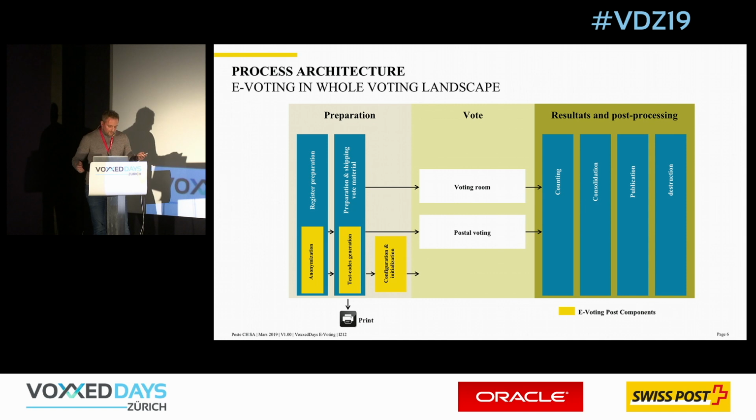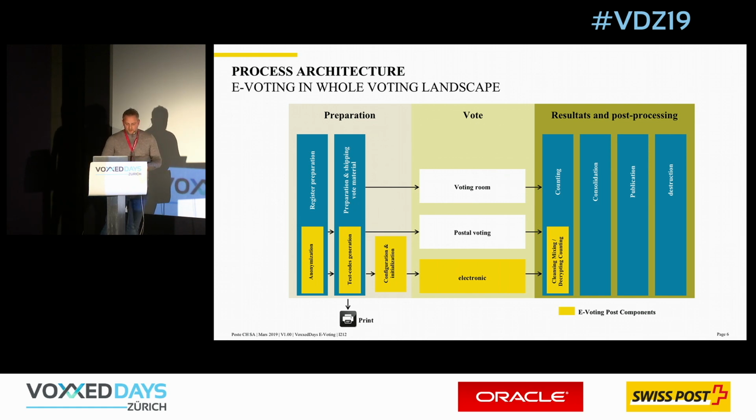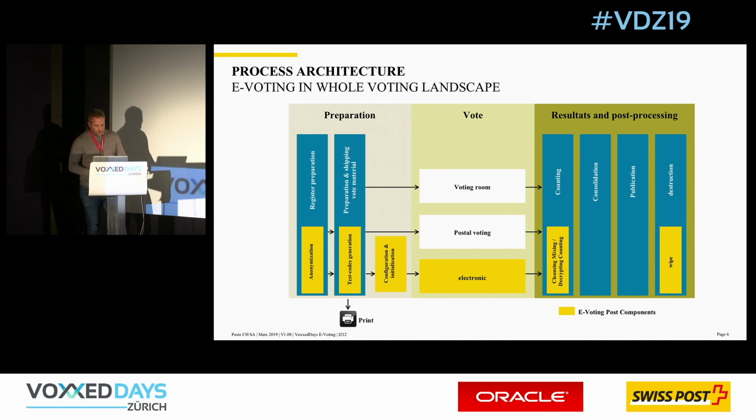And then we have to configure and initialize the eVoting system. Then we can vote electronically, and after the vote we have to cleanse the ballot box, so remove all the votes that were not finished, then mix all the elements, and at the end decrypt and then count. And we also have a wiping process at the end, like in the normal process, to destroy all the voting material.